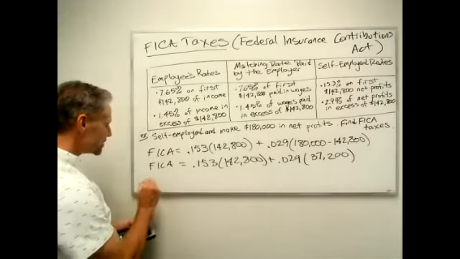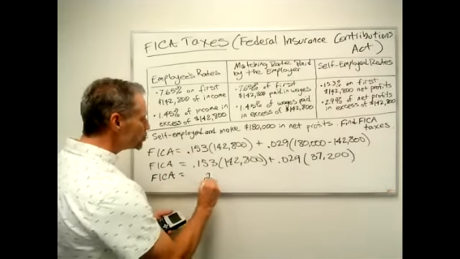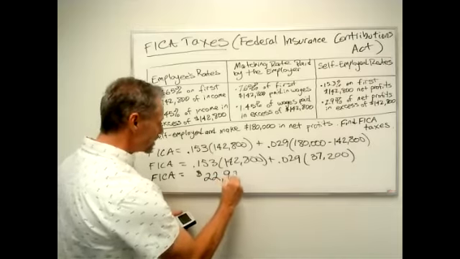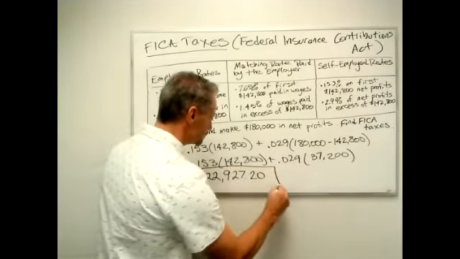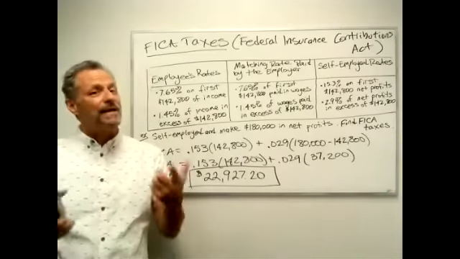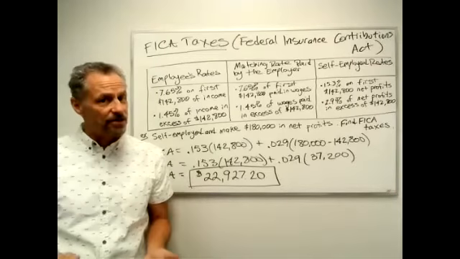And then the calculation of this comes out, my FICA taxes total $22,927.20. And so that's the calculation. We have to figure that out because we're going to have to pay that on our tax returns.